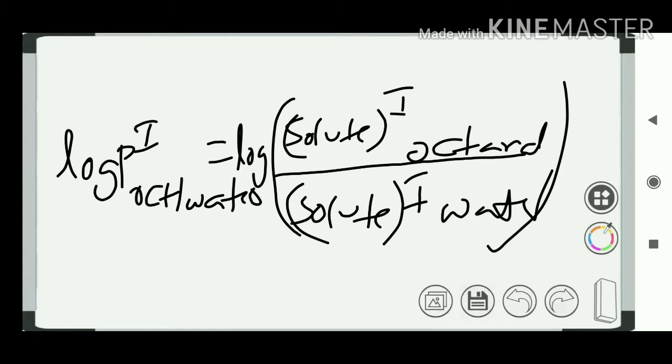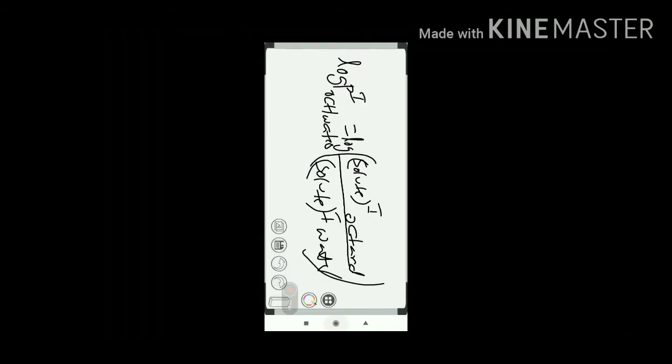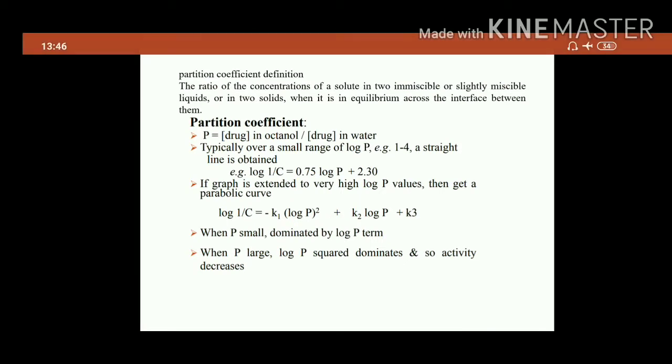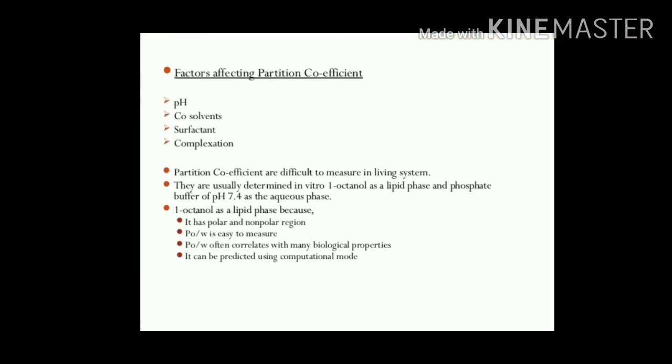Okay, so then what are the factors that are going to affect your partition coefficient? See here, we have factors like pH, cosolvent, surfactant and complexation. Partition coefficients are difficult to measure in living species. They are usually determined in vitro, with 1-octanol as the liquid phase and phosphate buffer of pH 7.4 as the aqueous phase.